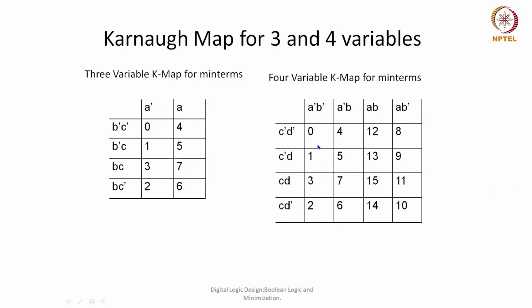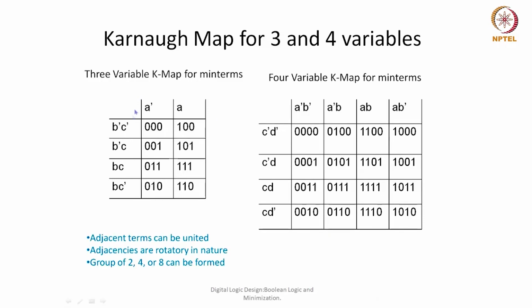So if it is a 4 variable K-map, it would be like 0, 1, 3, 2, 4, 5, 7, 6, then 12, 13, 15, 14, 8, 9, 11, 10. So I think the next slide will make it more clear. So here it would be written like this.